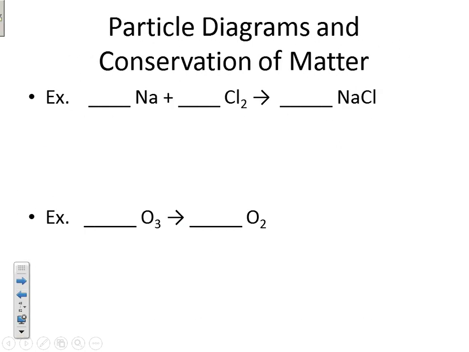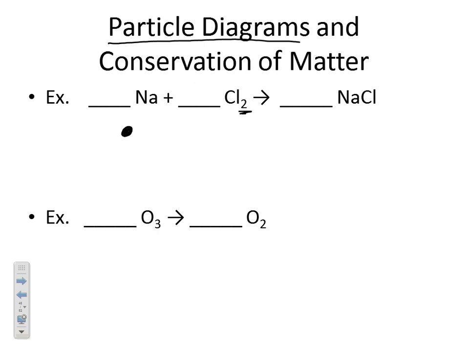So an example of this in terms of particle diagrams. We have two reactions we're going to look at. First up is Na plus Cl2 yields NaCl. We're doing this with particle diagrams, so we're going to draw some particle diagrams. If I was drawing a particle diagram of Na, I could just do something like that because it's just a single atom and there's only one of them.